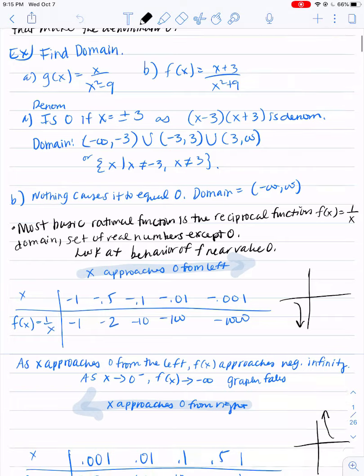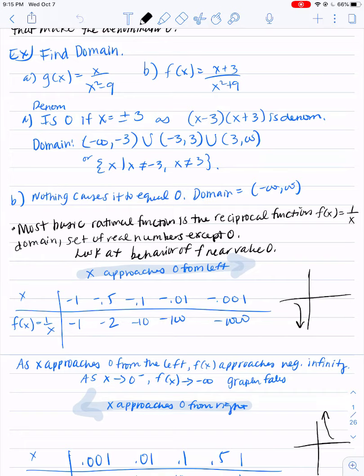So our g of x is x over x squared minus 9. So for a, we're going to say the denominator is 0 if x is plus or minus 3, as we have x minus 3 and x plus 3 in our denominator because of the difference of two squares when we factor it. So our domain, in interval notation, is negative infinity to negative 3 union with negative 3 to 3 union with 3 to infinity.